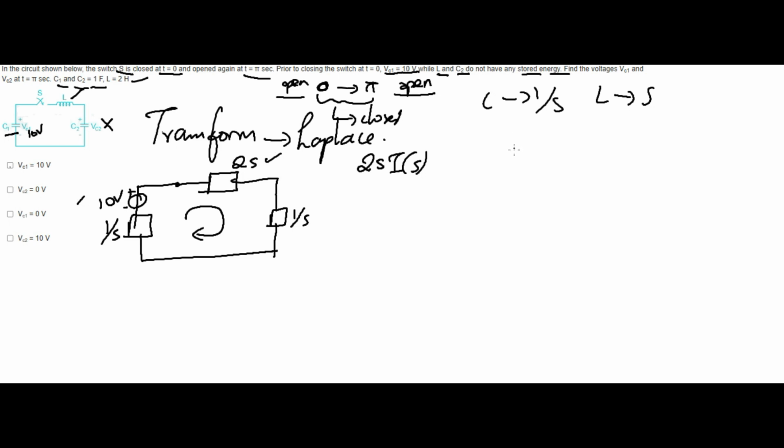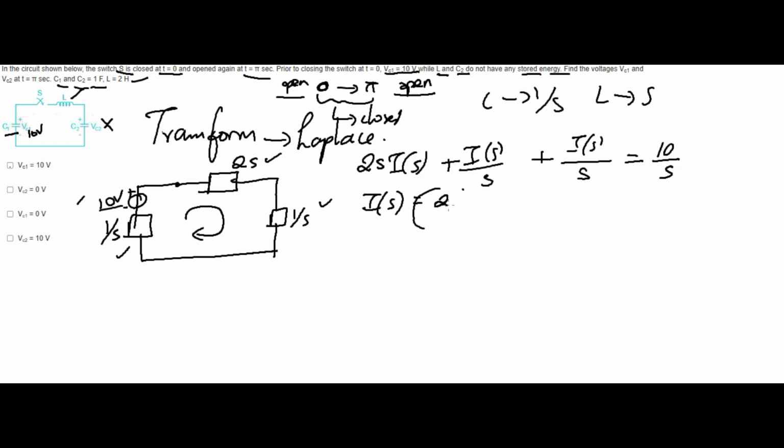Then coming from here, 2s I of s, and plus here is the current through the capacitor, so you have I of s divided by s. Plus one more time at this point, the voltage will be I of s by s. So totally it is equal to how much? You'll get 10 divided by s, because it is the voltage, so V by s, 10 divided by s. If you want to find the current, I of s equals, if you take common, 2s plus I of s plus I of s, 2 I of s divided by s, right.